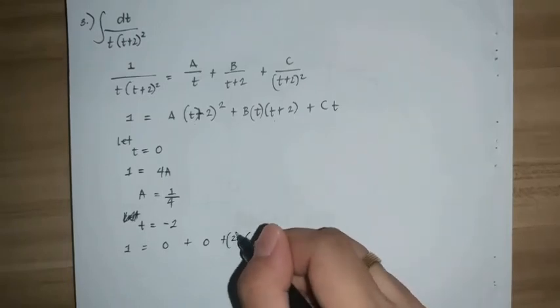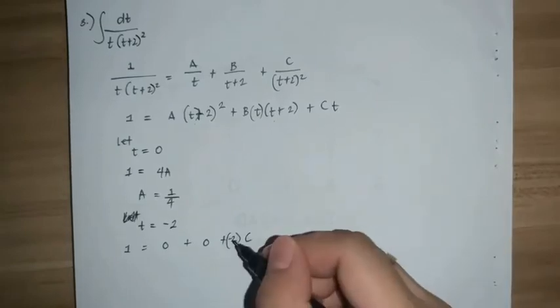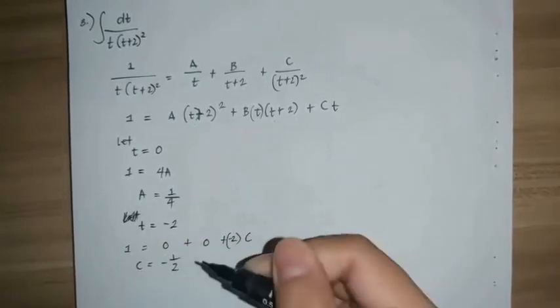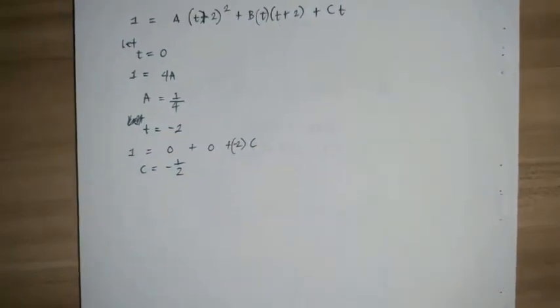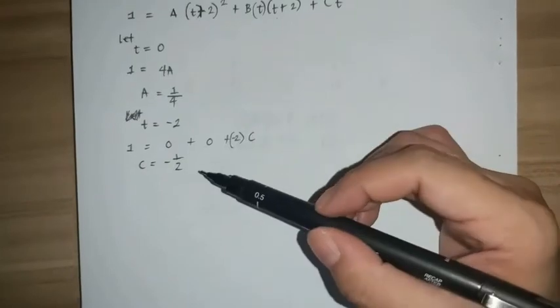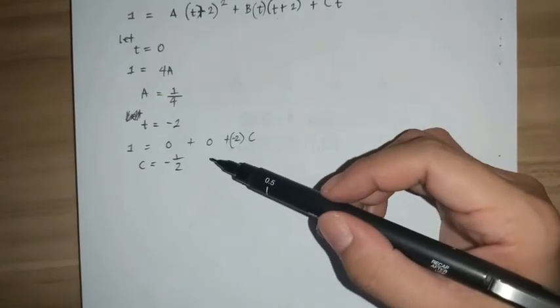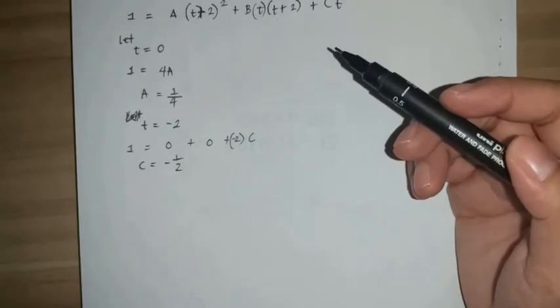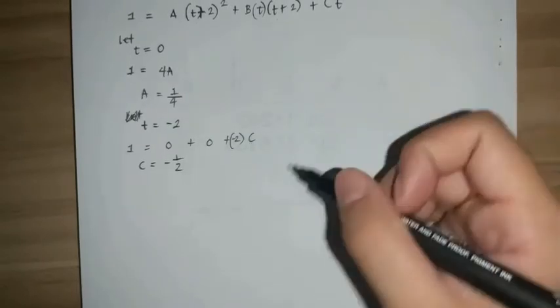Negative 2c, sorry, negative 2c. So the value of c is equal to negative 1 over 2, right? Because we have negative 2c. Now, we already have the value of c, we already have the value of a. Now, we could solve for the value of b, right?